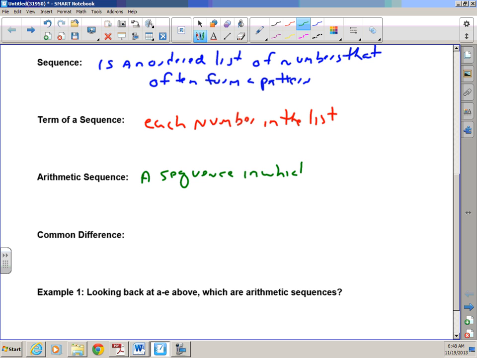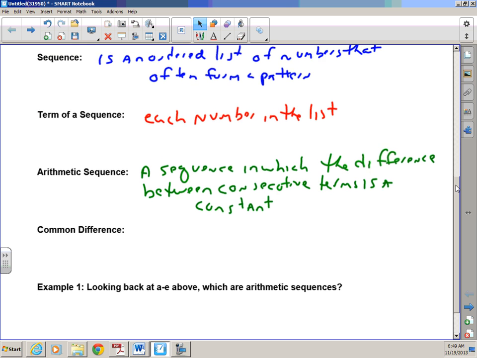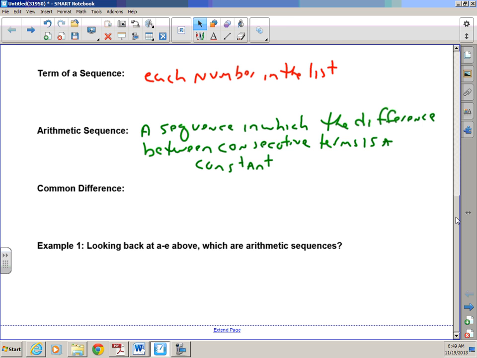in which the difference between consecutive terms is a constant. And now you'll hopefully understand why this whole topic is in linear functions. It's because of the fact that this difference is a constant. And as we've been talking about, in linear functions, there is a constant rate of change. The common difference is just the constant difference referred to above.